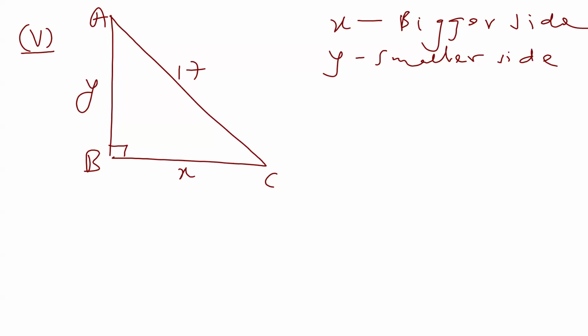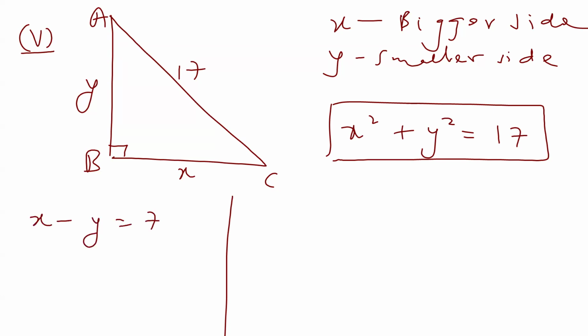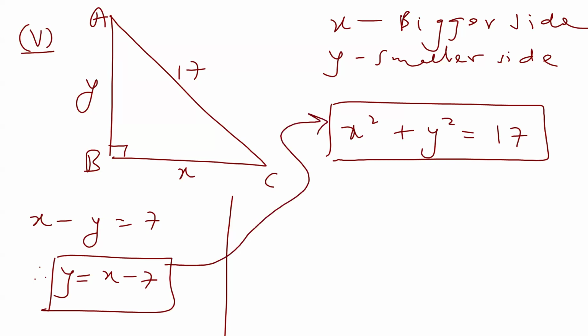Now one basic condition we all know, that is Pythagoras theorem. And one more thing we know, the difference between the sides is 7. So bigger side minus smaller side is equal to 7. Therefore y is equal to x minus 7. You put it over here. So x square plus x minus 7 the whole square is equal to 17 square. Sorry, I forgot to write it square.